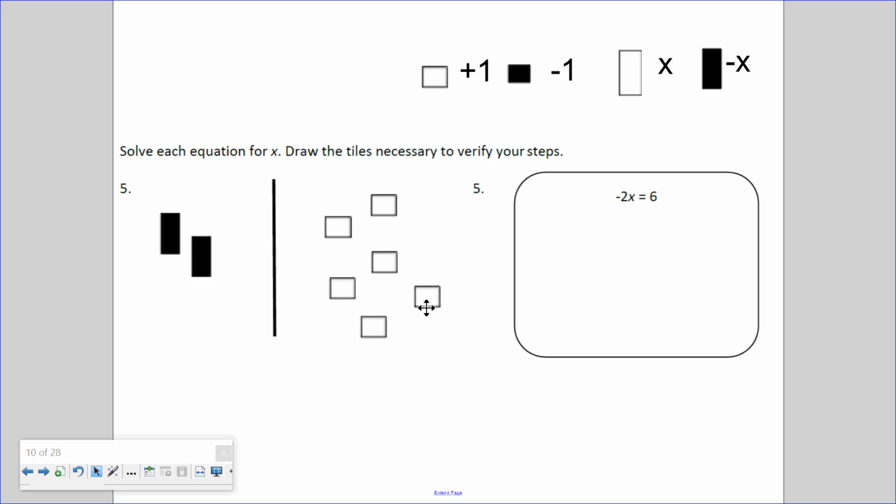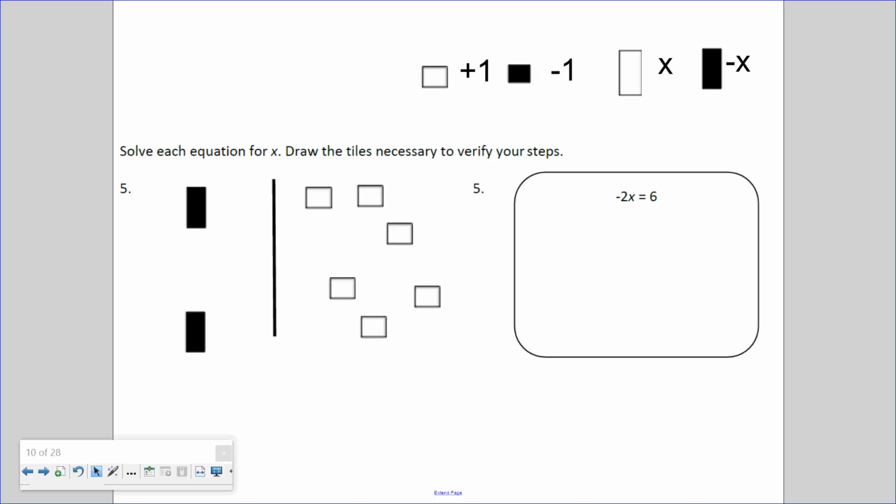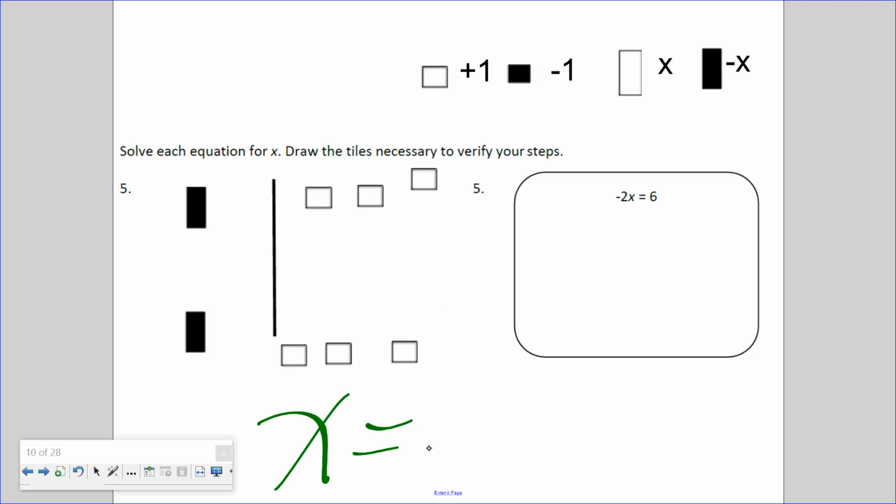So that is how it looks with the model. Here is negative x, and each one needs to be positive, but we're solving for x again. So we flip them over, doing the opposite. And so x equals -3.